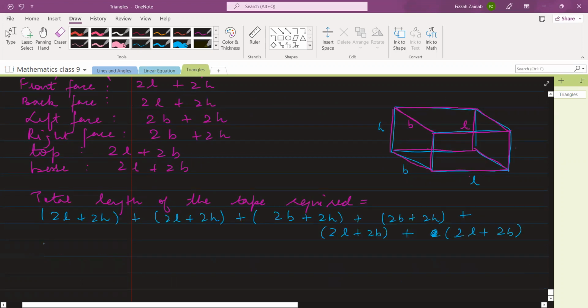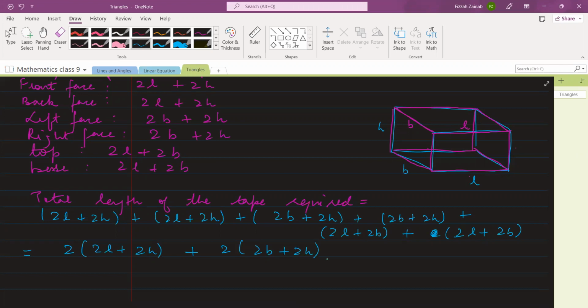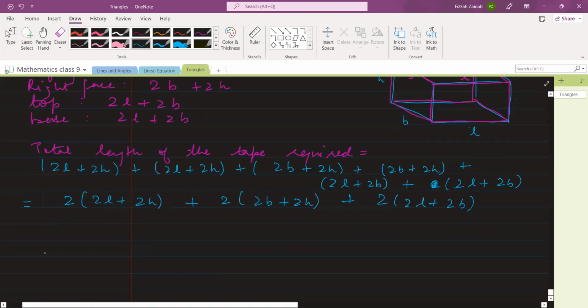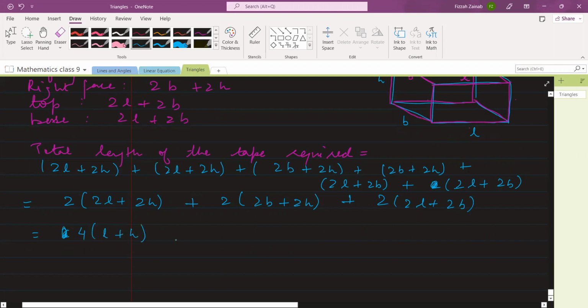Okay, so this bracket is coming two times, so I can write 2 into 2L plus 2H. Any problem? Again, this bracket is two times, so 2 into 2B plus 2H, right? Plus 2 into 2L plus 2B. Is that okay? Now this 2, another 2 I can take common. So 2 into 2 will become 4 and it will be L plus H.